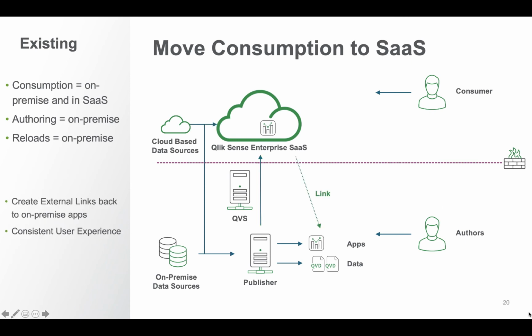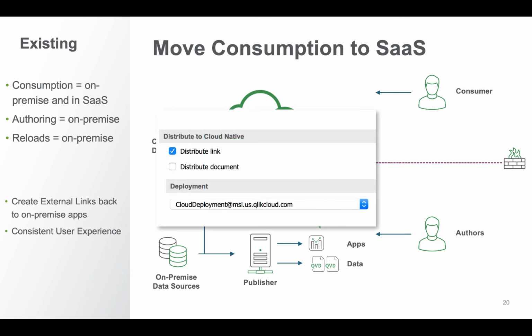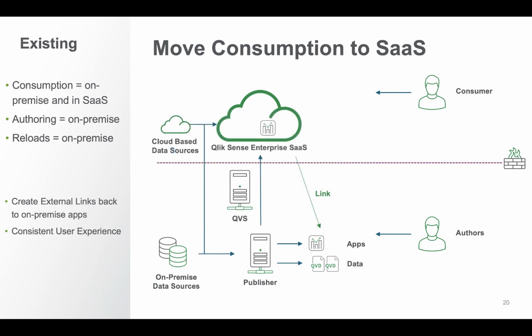For those applications that do remain on-premise, it's possible to create a link from SaaS back to the on-premise environment. Now I won't demonstrate this because it's fairly straightforward to imagine, but from an end user standpoint, this means that the applications that are hosted in SaaS and those applications that are on-premise are presented in a single hub, and simply when a user clicks on the linked applications, it takes them back to the access point where the application is opened and run on-premise.